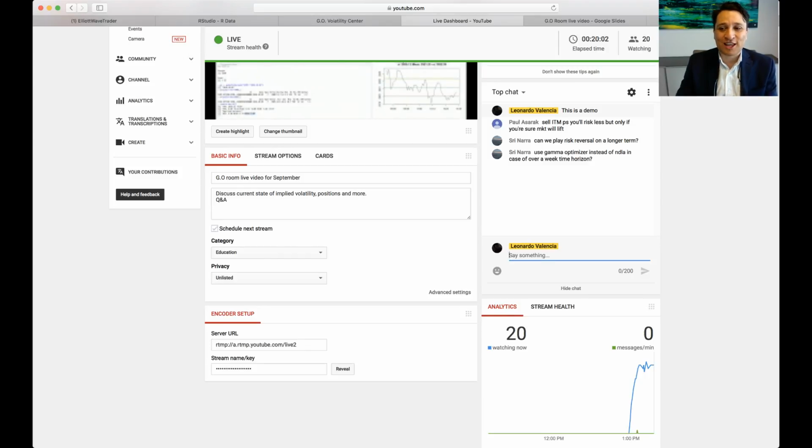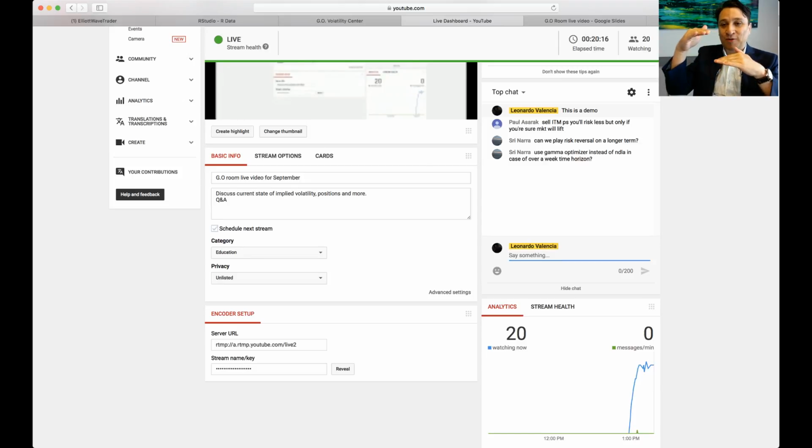I guess this is related to the risk reversals. You risk less, but only if you are sure market will lift. Of course, Paul, that's correct. This is related to the risk reversals in general. You are gaining an extra edge in the risk reversal, which is the range-bound market action, but you are introducing an extra risk, which is natural in the market. No free lunches, folks. Remember, there is no free lunches in the market.